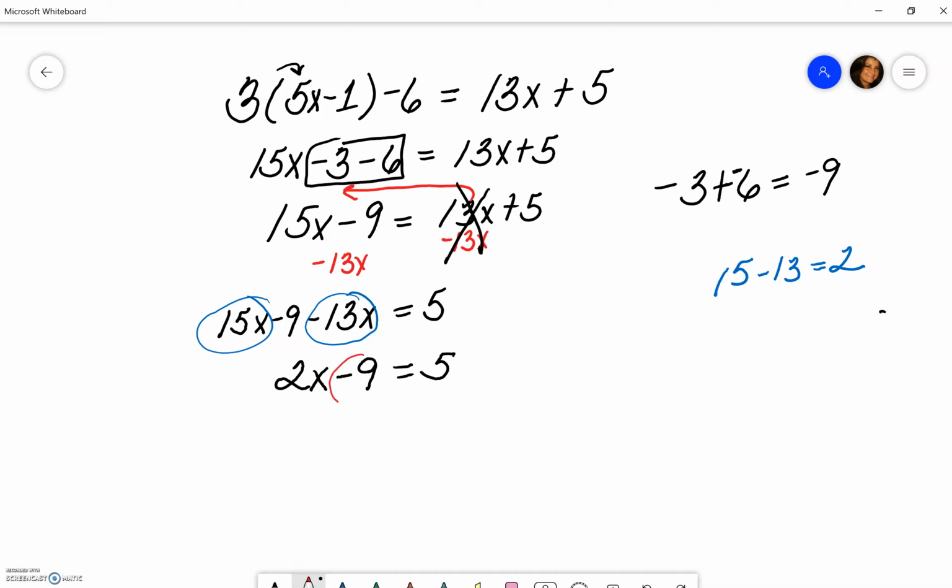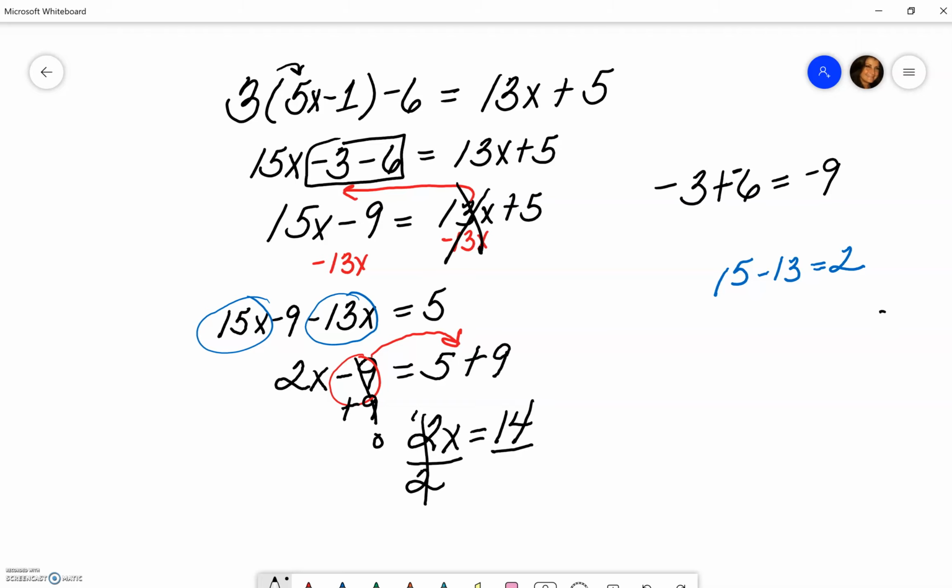Now we're going to take this and we'll move it over to this side. So to do that, we're just going to go ahead and add 9. So that zeroes out. And what you do to one side, you must do to the other. So that's 2x equals 14. And now we know to divide out a 2. So this will divide out to a 1. And what you do to one side, you must do to the other. So x equals 7.